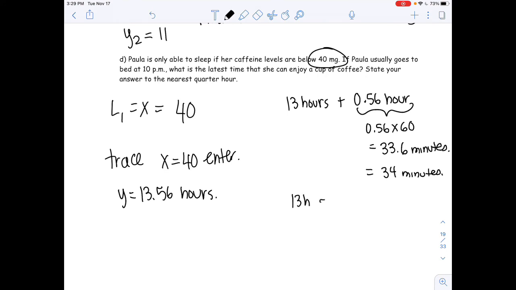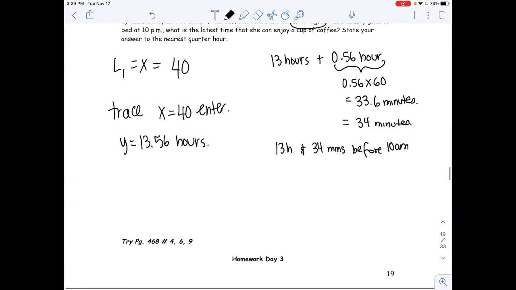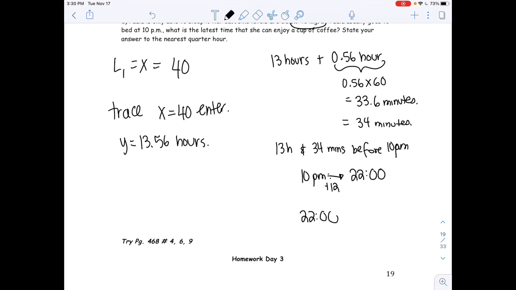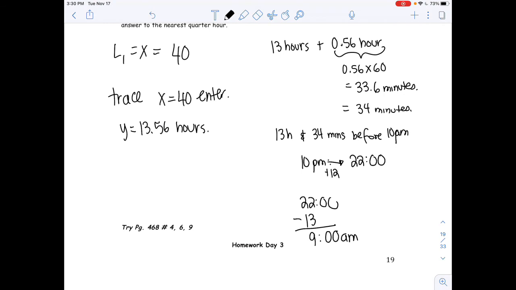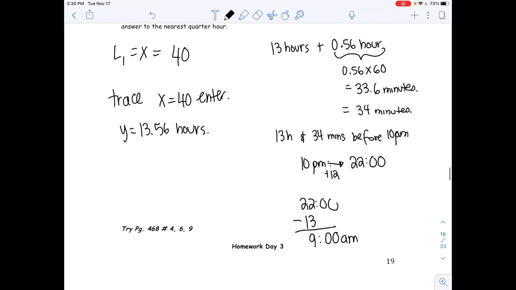So we want to find out what is 13 hours and 34 minutes before 10 a.m. So we have to backtrack. Let's start with changing 10 p.m. into the 24-hour clock. In the 24-hour clock, you would add 12 to this, which gives us 22 o'clock. We're going to subtract 13 hours from that. In your calculator, you're taking 22 and subtracting 13, and that gives us 9 a.m. so far, or 9 o'clock on the 24-hour clock. They're the same.